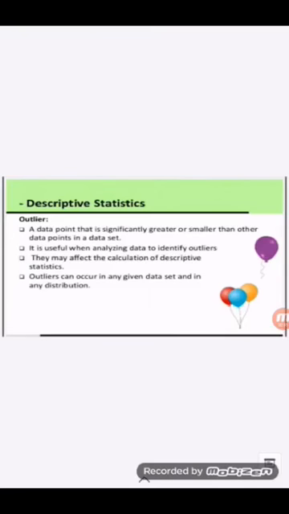Outliers: a data point that is significantly greater or smaller than other data points in a data set. It is useful when analyzing data to identify outliers. They may affect the calculation of descriptive statistics. Outliers can occur in any given data set and in any distribution.